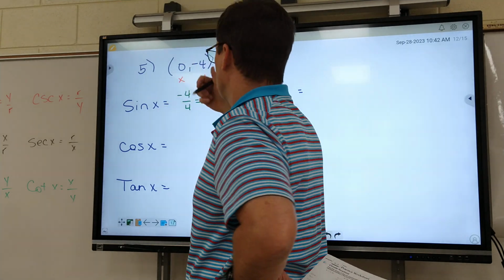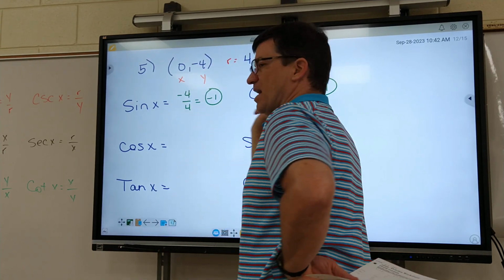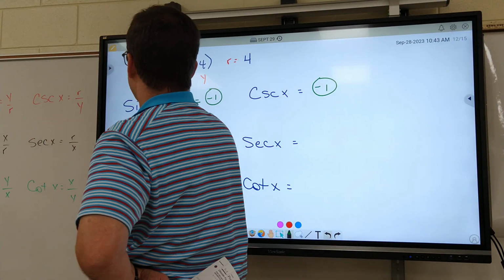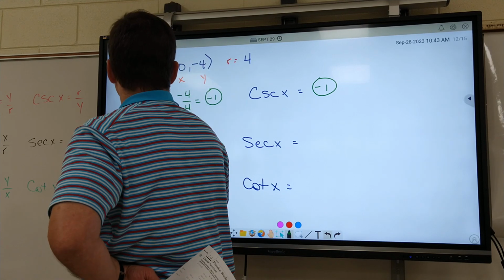Then it's 4 over negative 4. Guys, it's still negative 1. So you actually got the same answer on both of those, right? Cosine, what is it? X over r. So that's going to be 0 over 4.